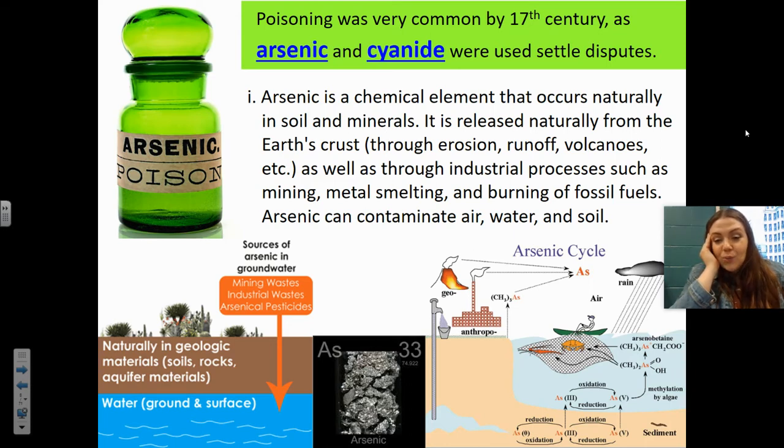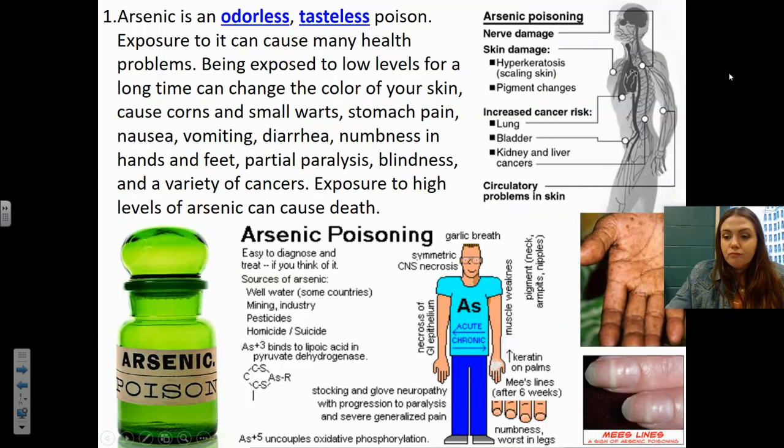Arsenic can contaminate air, water, and soil. I know there's some arsenic in some of our water supply. You need to be careful about it. Arsenic is an odorless, tasteless poison, so that's why it's the most used poison, because you can put it in things and it doesn't have an odor or a taste. So pretty easy to get away with. Not anymore. We've really developed tests for it because it's been used for so long. But back then, really big deal.